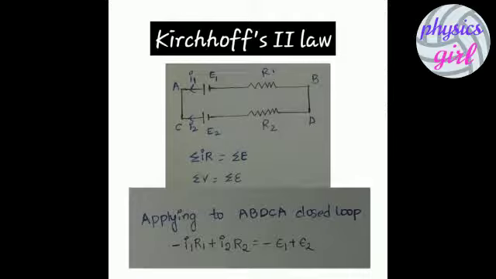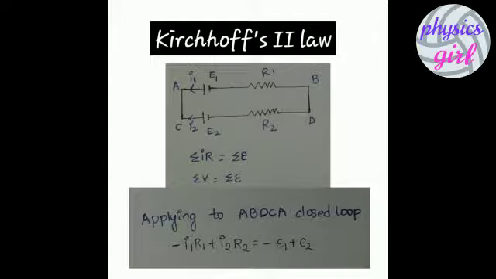Now the current I2 is in clockwise direction. Clockwise direction is positive. So plus I2 and the resistance is R2. The product of current and resistance is plus I2 R2. The algebraic sum of the products of current and resistance is minus I1 R1 plus I2 R2. This is the LHS part.